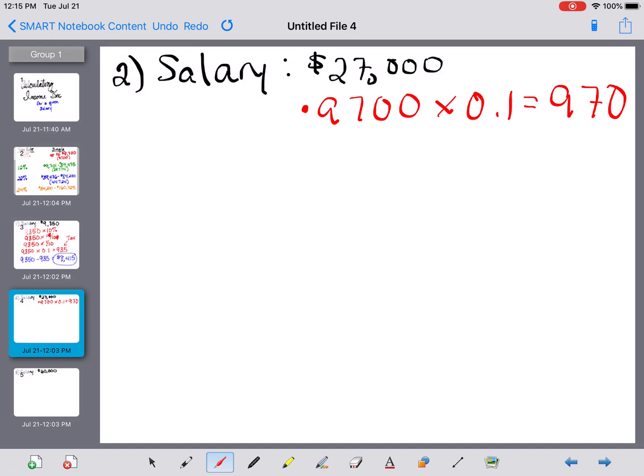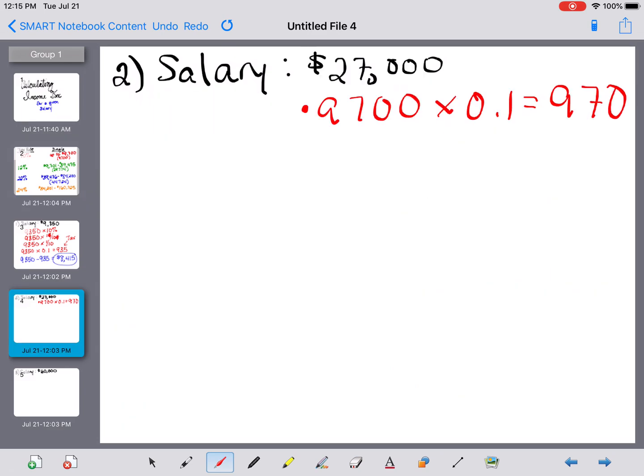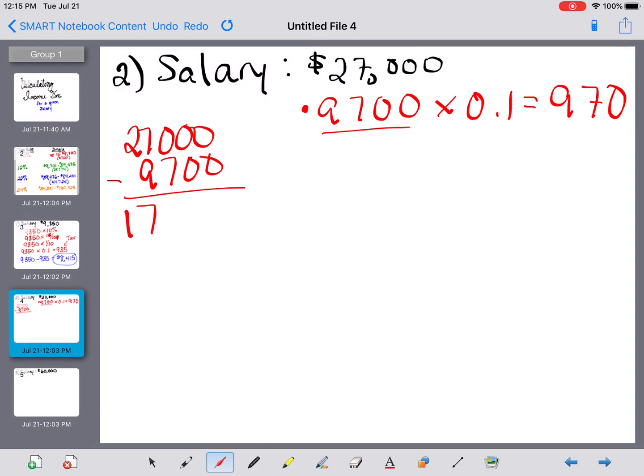But there's more, because there was still $27,000 and we've only used $9,700. Because this doesn't get maxed out, I'm not going to be using up to $39,000. I'm only using a number that's between these numbers. So I need to subtract that $9,700 from my $27,000 to find out how much is left. So I'm going to do $27,000 minus $9,700, and that leaves me with $17,300.